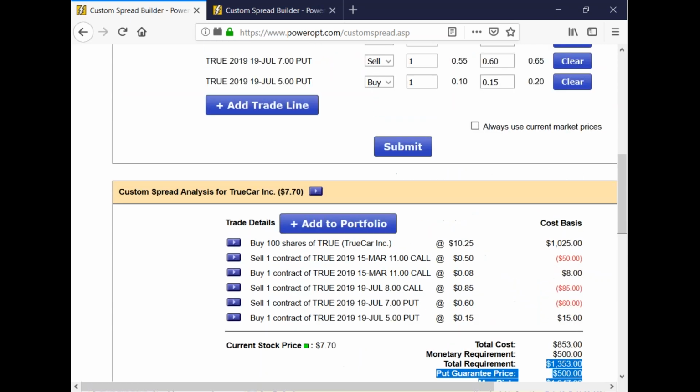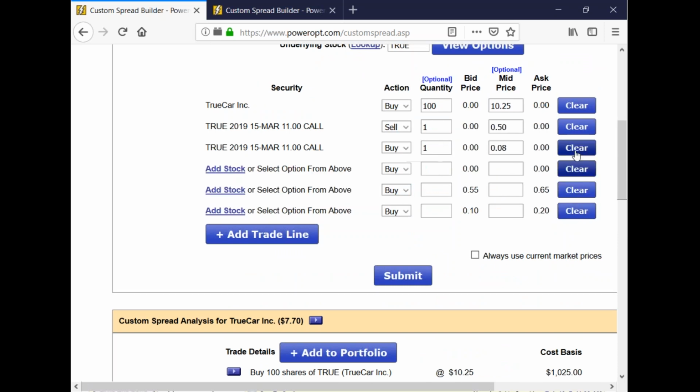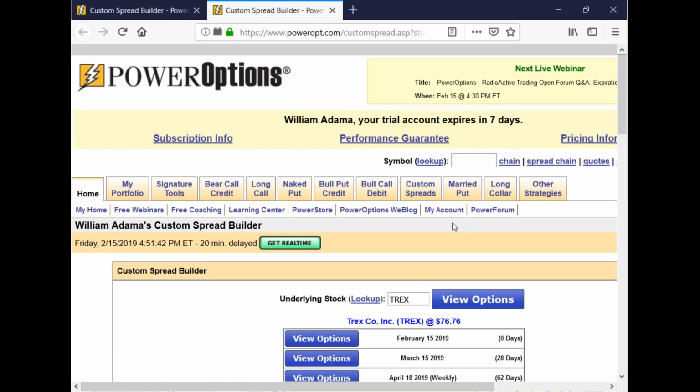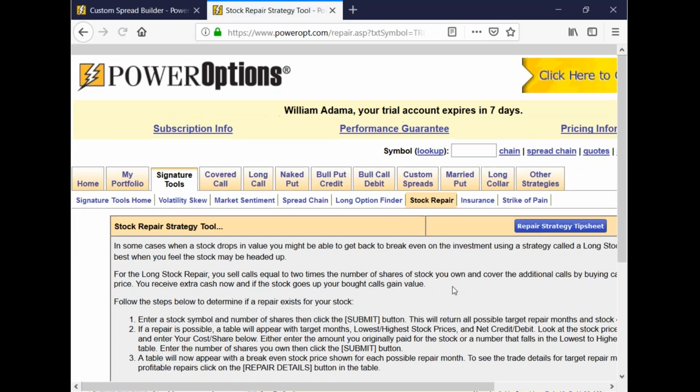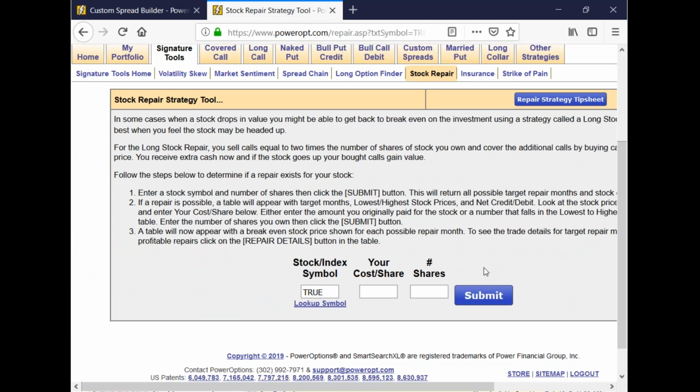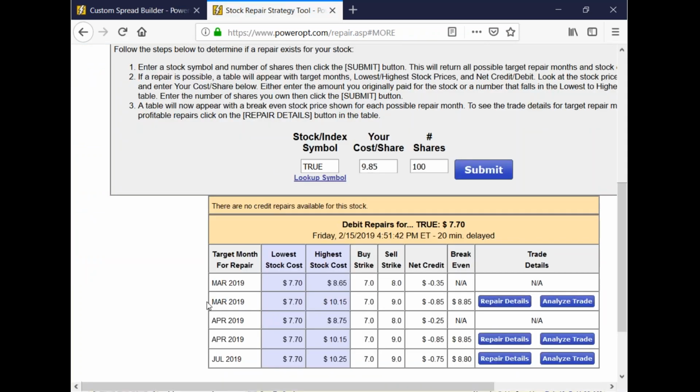Okay, now, what else can be done? So I buy to close this call for 10. I have a cost basis, what did I say, of $9.85. Well, we offer another tool here called the stock repair. Now, because of the premiums, I don't know if any repair is going to be available. What this does is it helps me try to build a ratio spread to get back to break even faster. So I have a cost basis of $9.85 on 100 shares, and this, of course, works better with smaller price stocks. It does find a March repair, interestingly enough, for me.